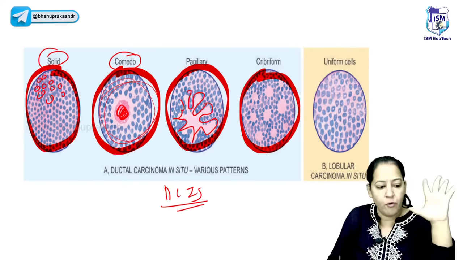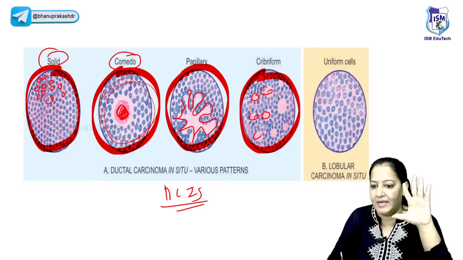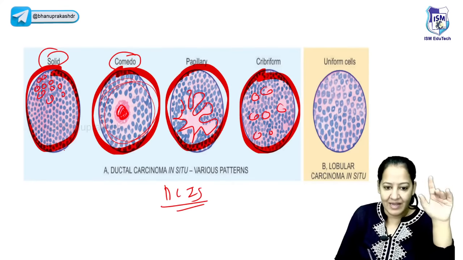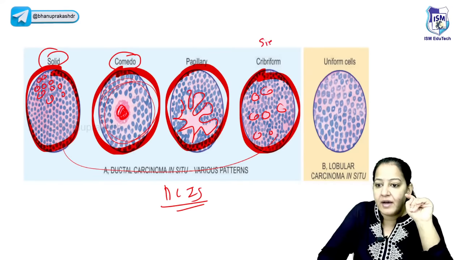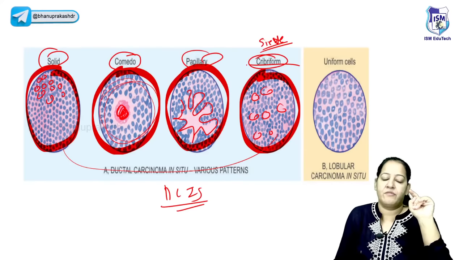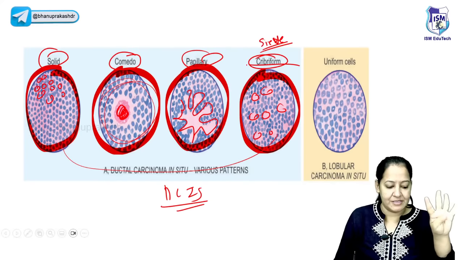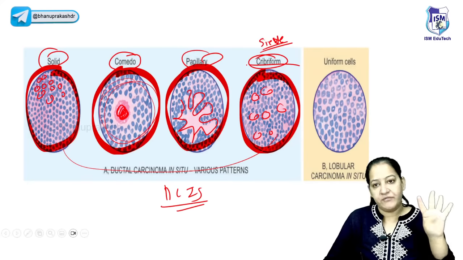Got it? And in the fourth type, tumor cells are also here, but you can see there are small holes in between. It's not solid compact, right? It's small holes. It is looking like a sieve. In Hindi, it is like a channi. It is known as cribriform type. So this is papillary, this is cribriform. So these are the four types of DCIS.